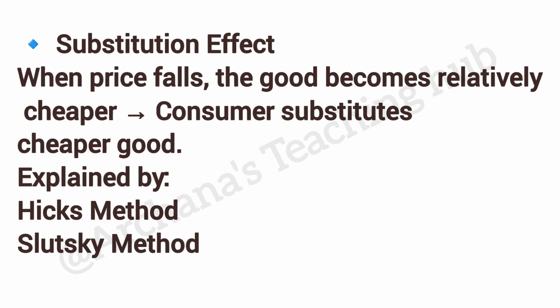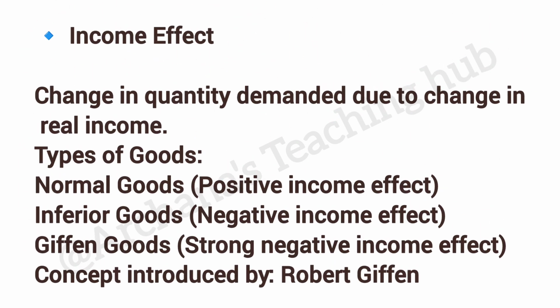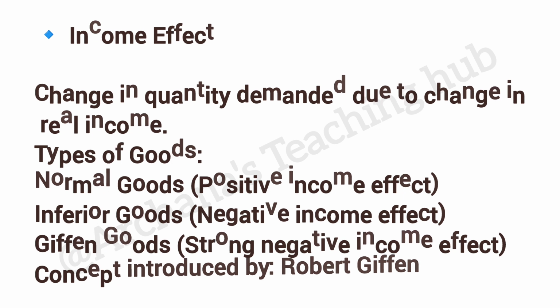Substitution effect: when price falls, the good becomes relatively cheaper. Consumer substitutes cheaper goods. Explained by Hicks method and Slutsky method. Income effect: change in quantity demanded due to change in real income. Types of goods: normal goods, positive income effect; inferior goods, negative income effect; Giffen goods, strong negative income effect. Concept introduced by Robert Giffen.